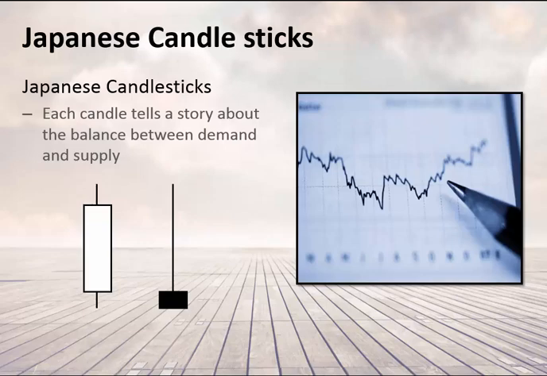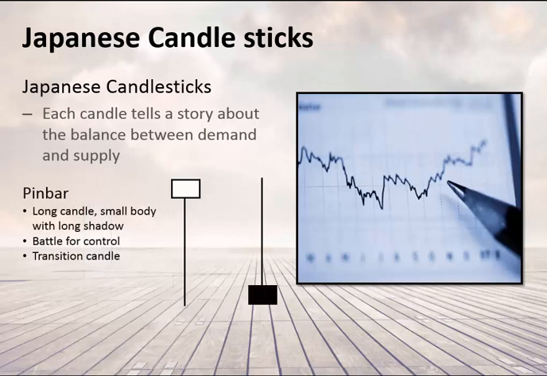Okay, so in doing so, what it has done is it's formed what we call a pin bar, and in this case it's a very bearish pin bar. So again, you can see pretty clearly that these two candles have a different story to tell us about demand and supply. Pin bar candles are effectively candles that have a very small body compared to a much longer shadow or wick. They tell a bit of a story about the battle of control, and they are quite often associated with a transition in price from one direction to another.